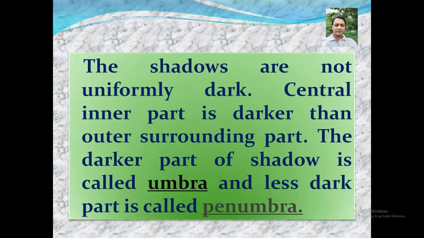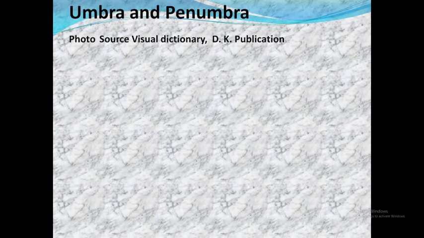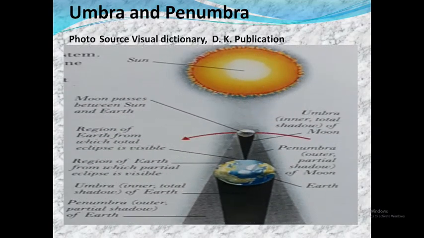The darker part of shadow is called umbra, while the less dark part, which is outer, is called penumbra. So umbra and penumbra are two regions of a shadow on the basis of their comparative darkness. Umbra will be darker and penumbra will be less dark. This is a picture of umbra and penumbra taken from Visual Dictionary, DK publication. It is a solar eclipse, and it will show the umbra and penumbra.